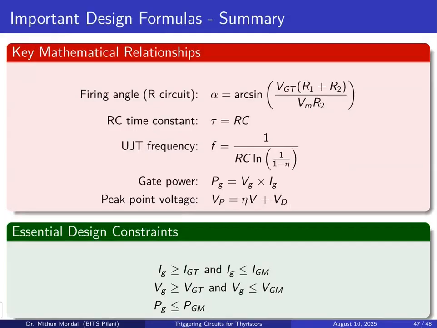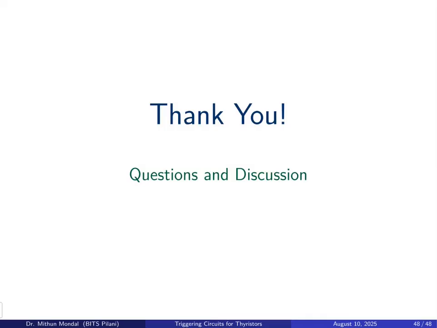These are the most important formulas that can be used for the design of triggering: the firing angle, the RC timing constant, the UGT frequency, gate power, peak point voltage, and the design considerations involving gate current and gate voltage. The gate power should be properly limited, otherwise the system may not function well. So this completes our discussion on the different triggering techniques for thyristors.